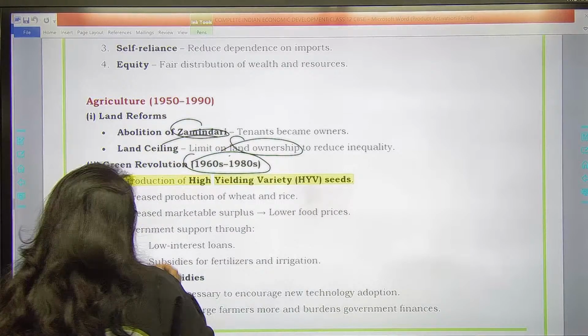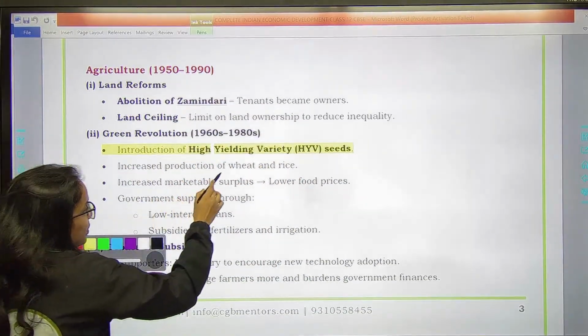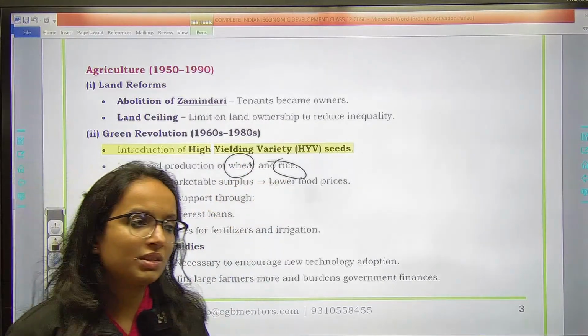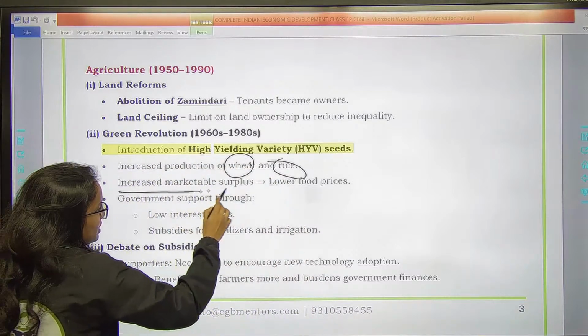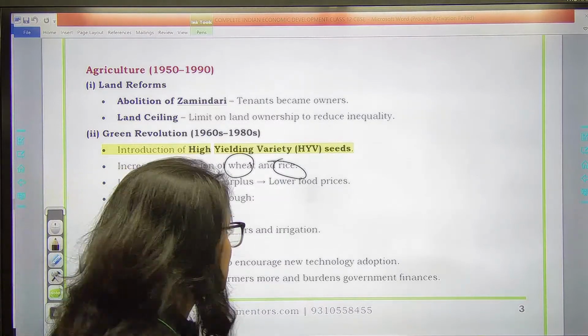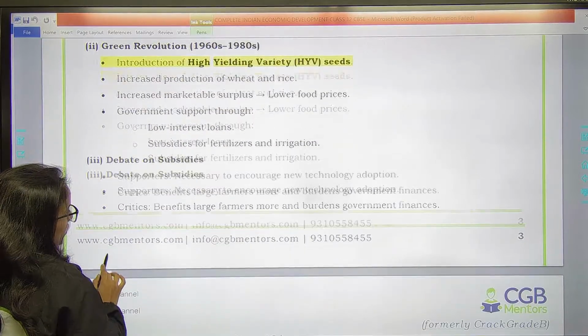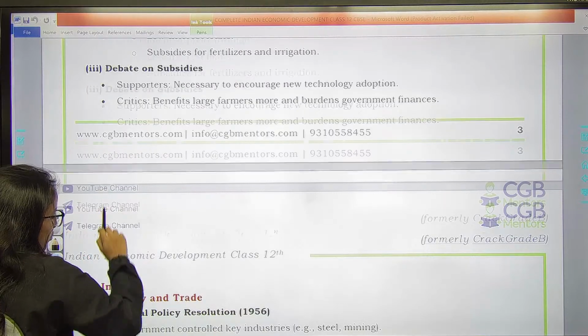Okay, so introduction of high yielding variety seeds, which increased production of particularly 2 crops, wheat and rice, and it was particularly concentrated in the states like Maharashtra and certain parts of UP. So it increased surplus production, so we exported also and we were self-sufficient in that case. Government also provided certain subsidies to improve or boost agriculture.